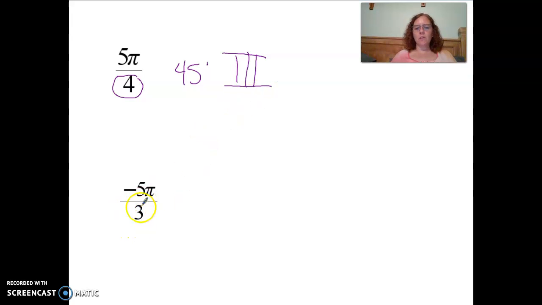Okay, this one down here, reference angle of 60. 3 goes into 180 60 times. Now the numerator is 2 times 3 minus 1, but it's negative. So that means I went 4 quadrants this way, which puts me back in the first quadrant. So negative 5 pi over 3 is a first quadrant answer.